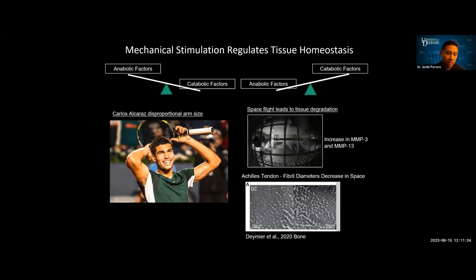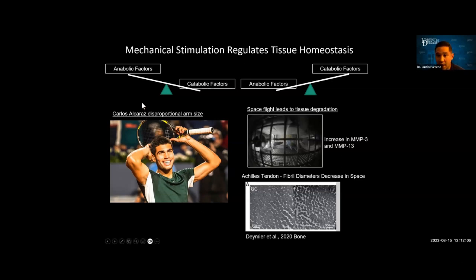Now, important for the matrix homeostasis of the tendon is mechanical loading. So as you can see here in tennis players, such as the number one ranked tennis player today, Carlos Alcaraz, mechanical loading does play a role in his muscle size. So you can see that he's right-handed, so he has much larger right arm muscles than his left, but also his tendon structure would be different from his left. His collagen fibrils would be much larger, and he would have a much more robust right arm tendon. So here, anabolic factors predominate over catabolic factors, causing an increase in the size of tissue structure.